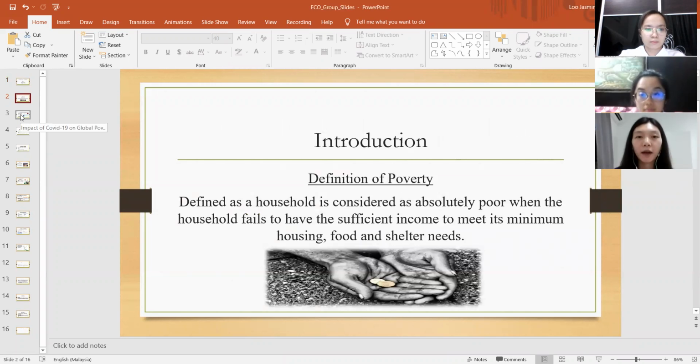Now, I would like to talk about the definition of poverty. A household is considered absolutely poor when it fails to have sufficient income to meet its minimum housing, food and shelter needs.